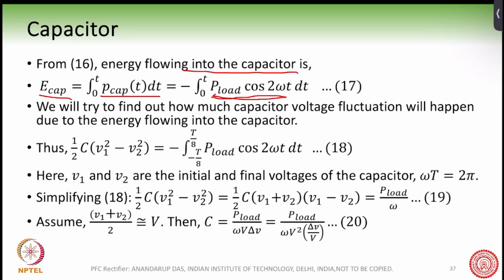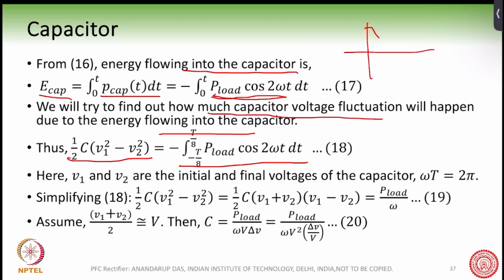Now we will try to find out how much the capacitor voltage fluctuates due to this energy flow into the capacitor. Half C (V1 square minus V square) is the energy which is changing, and we will integrate over the entire time period. Note that the variation of this power is like this. This is the P which is flowing through the capacitor, given by this equation, P load cos 2 omega t.